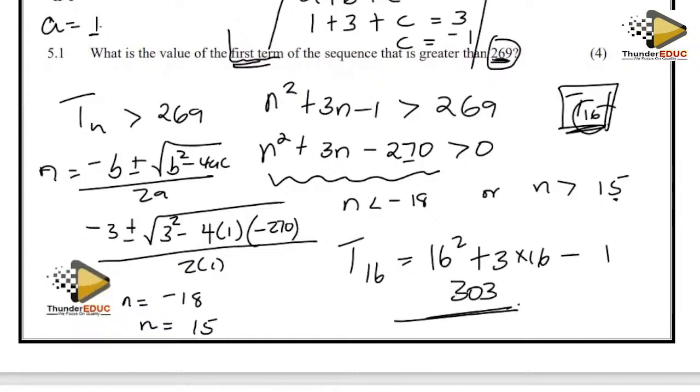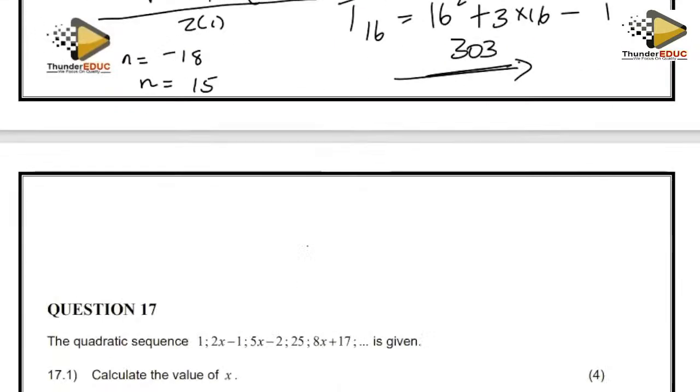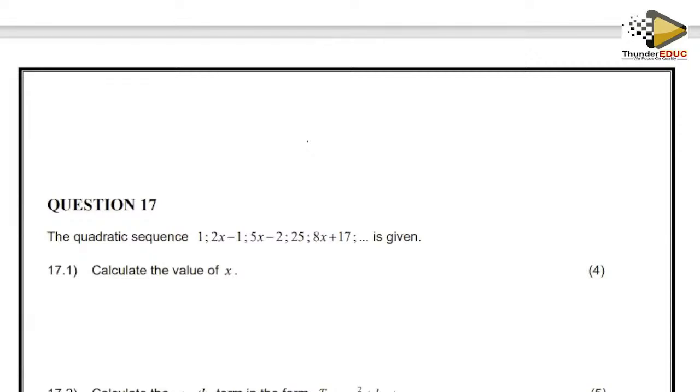So that is where the question wanted us to find the value of the first term that is greater. So it is 3 or 3, because we know that term 15 is just 269. Okay, question number 17.